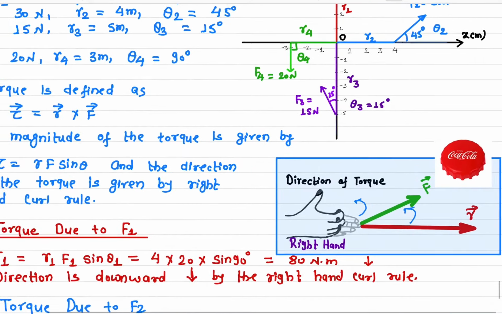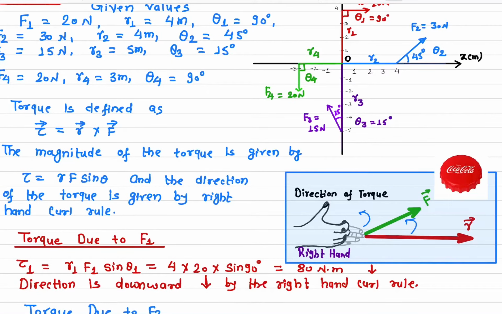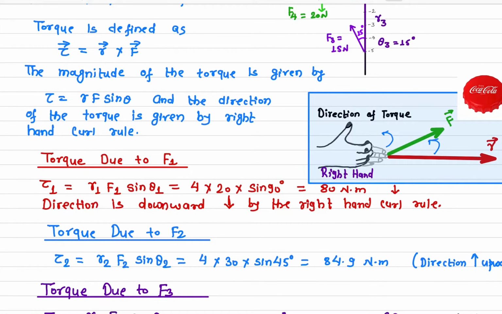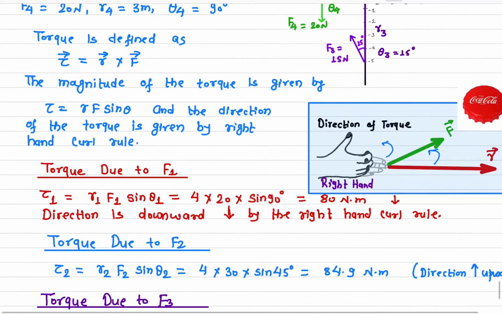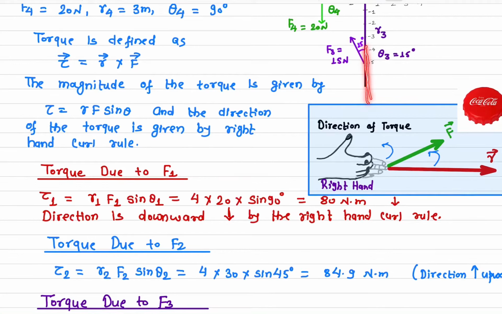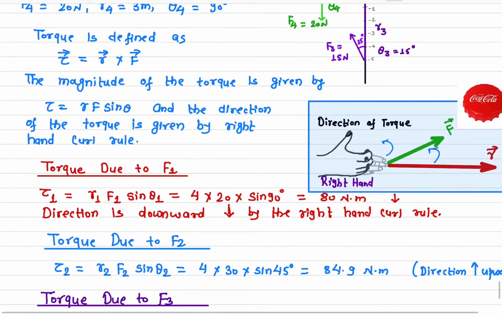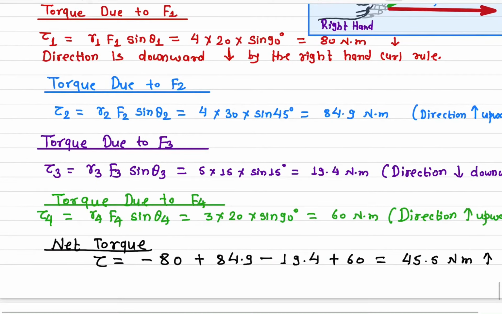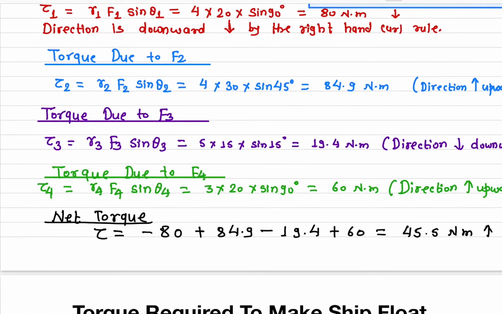Or if you align again your palm in the direction of the position vector and curl it, you can clearly see your thumb points in the upward direction. So that's how you calculate the magnitude of the torque and the direction. Similarly, F3. The F3 now is 50 Newton, and the angle between them is in fact 75 degrees. So here, or 15 degrees. This is 15 degrees. So R3, F3, and sine theta 3.